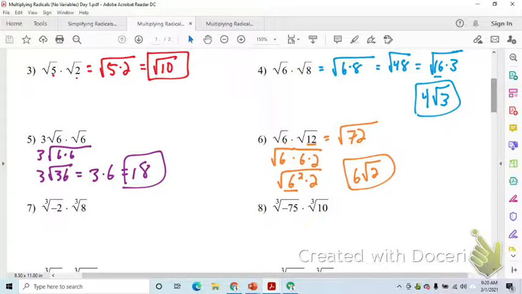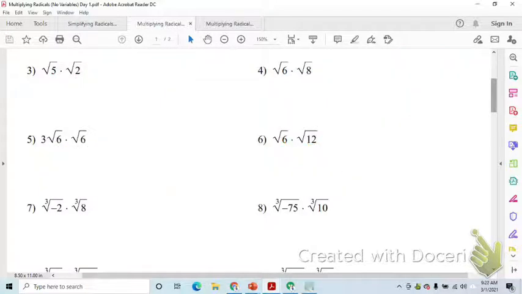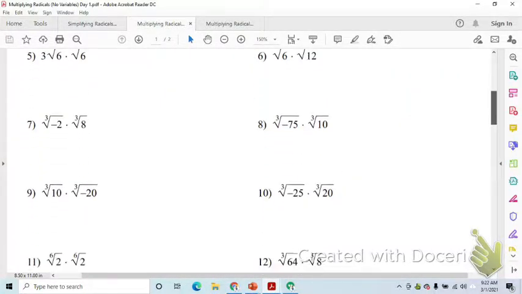Do you know what the largest square that goes into 72 is? It's 36. It's the same thing as 36 times 2. And so the square root of 36 is 6, and the square root of 2 is the square root of 2. So there are multiple different ways of looking at these. I'm just doing the way that's easiest for me.